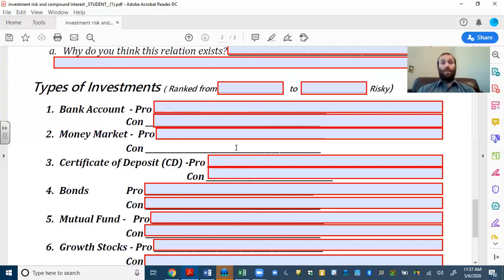A pro, though, is risk. They are not very risky. Banks are very stable. And when they guarantee you a 1.8% rate of return, that's what you're going to get. So the risk is very low.